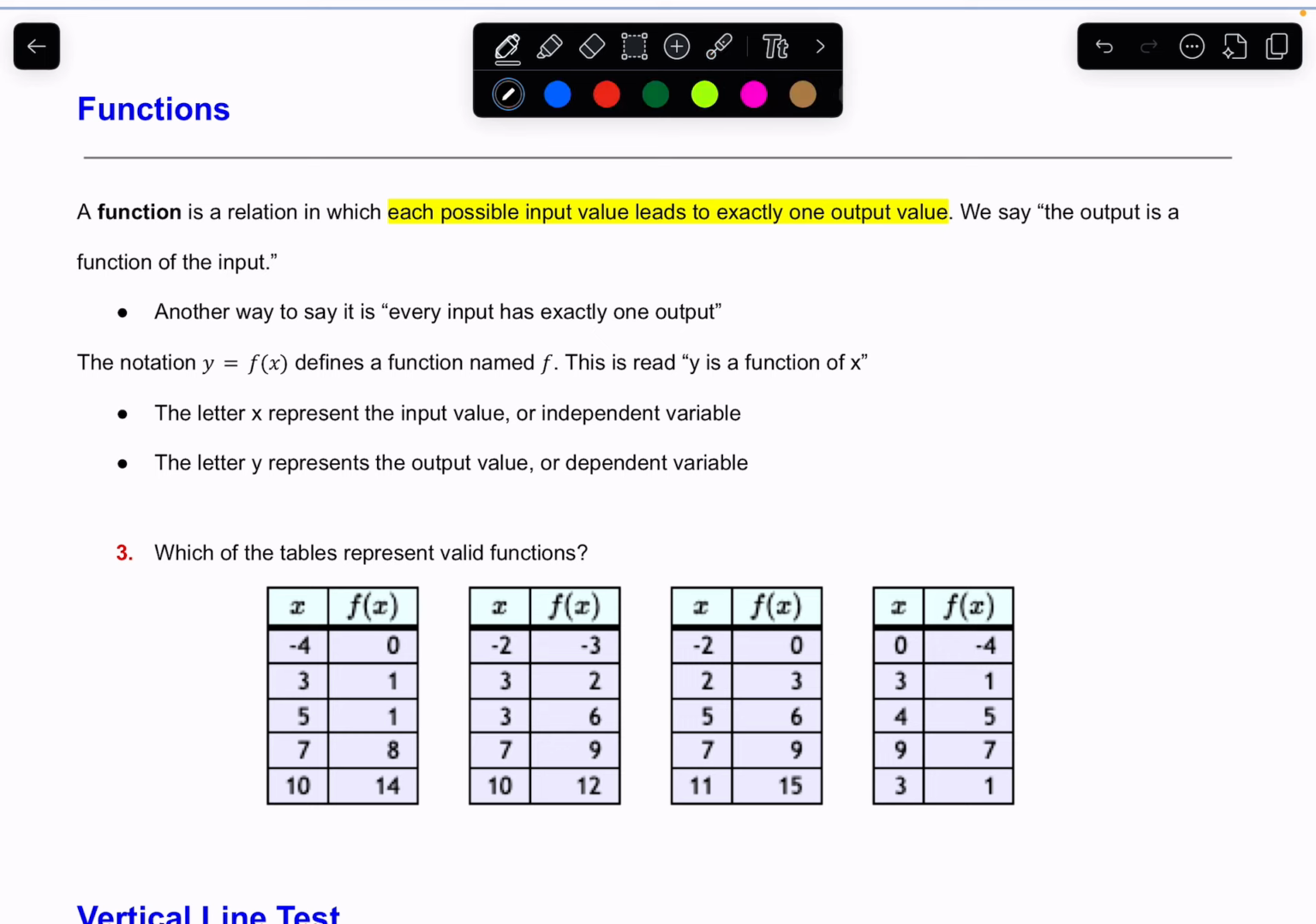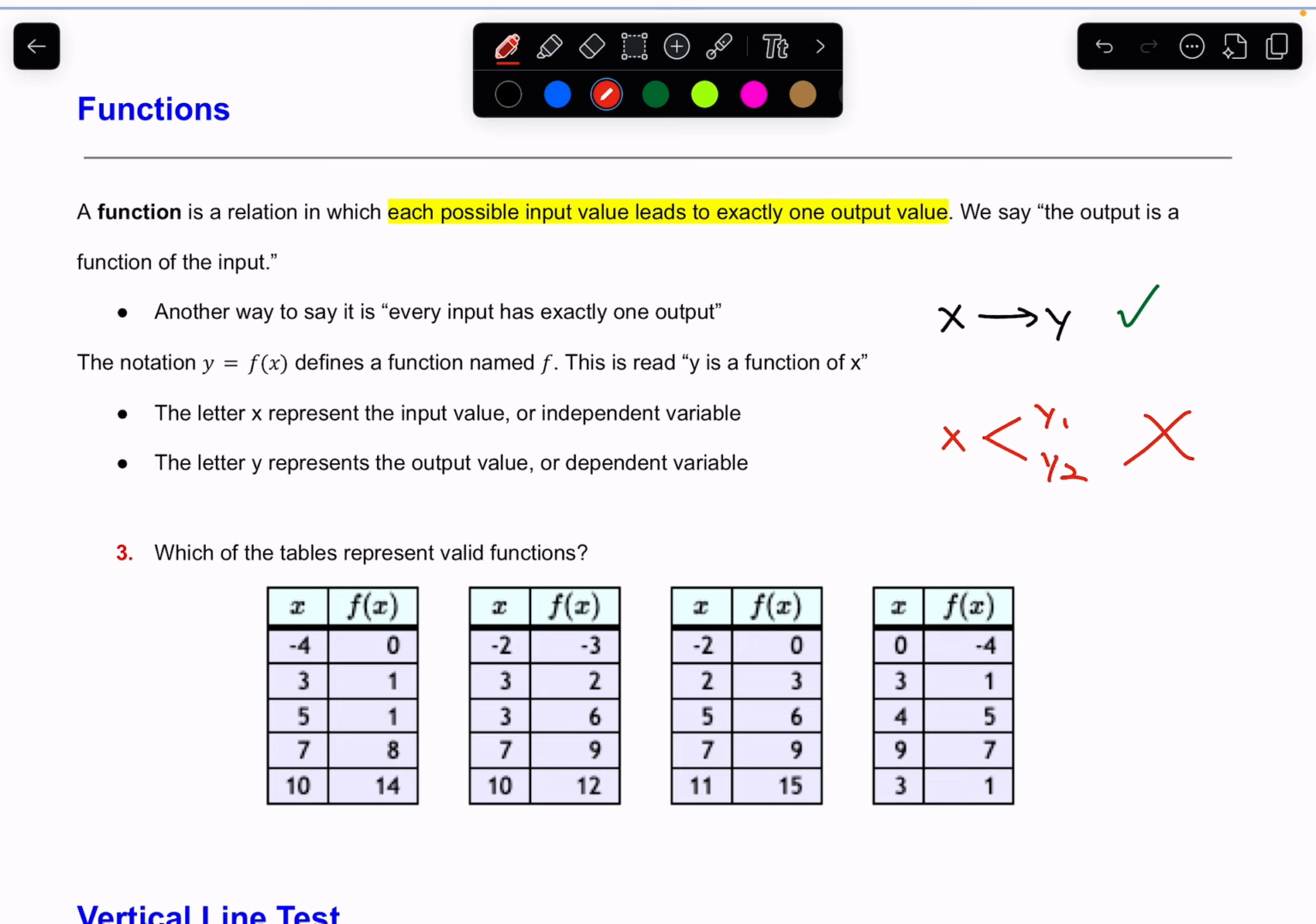Okay, if we have one x goes to one y, then this is good. But if we have one x goes to two y's, so y1 and y2, this is bad. Okay, so each x has to go to just one y value. We can't have the same x go to two different places.